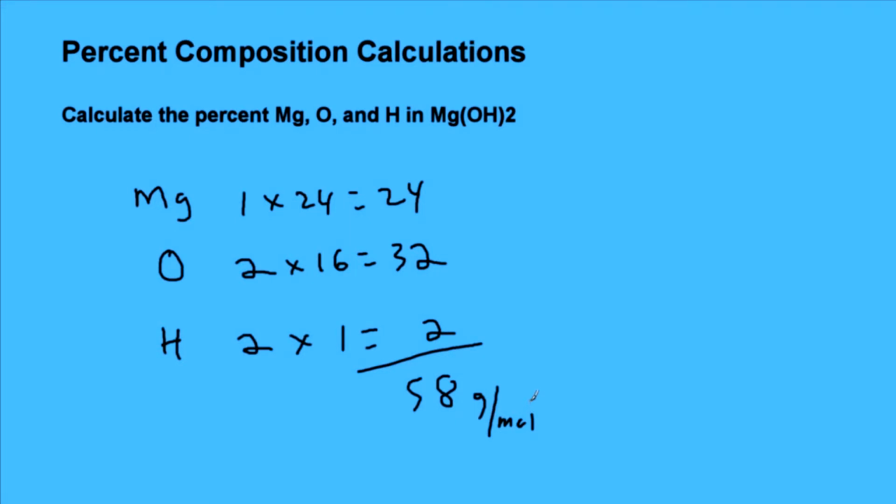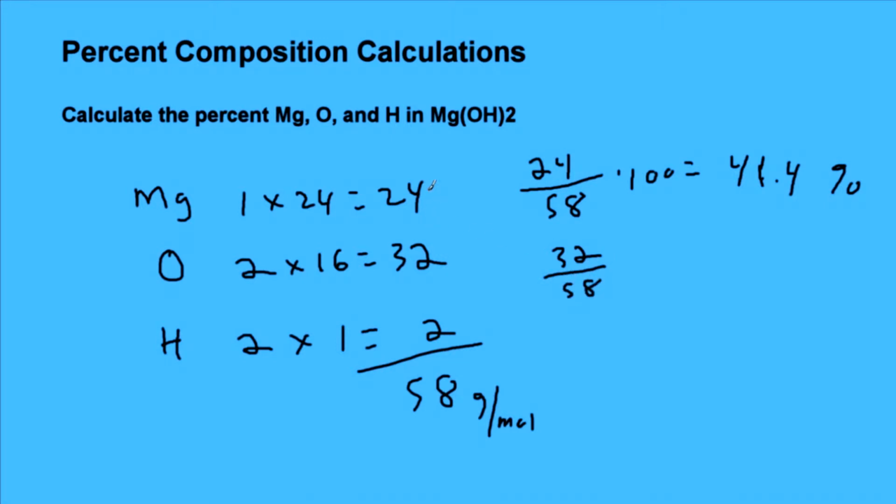All right, so now we're going to do a percentage. We're going to do the part over the whole. So for magnesium, it's going to be 24 is the part, 58 is the whole, times 100. That's going to equal 41.4%. That's the magnesium. Let's do the oxygen. We're going to go 32 divided by 58. We're using these numbers here. Times 100. And that gives us 55.2.